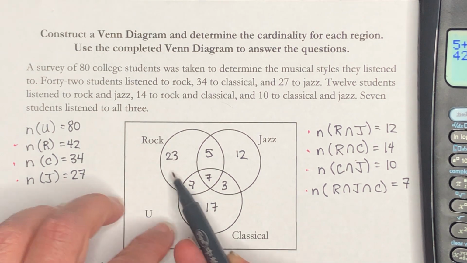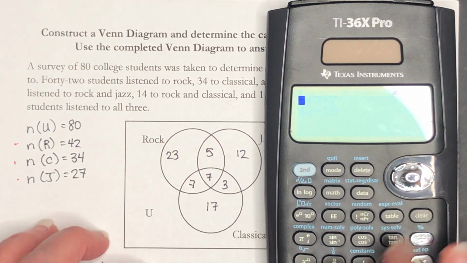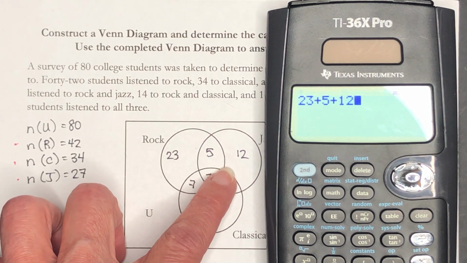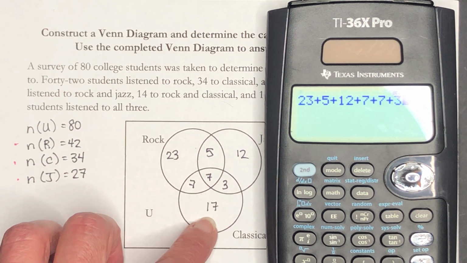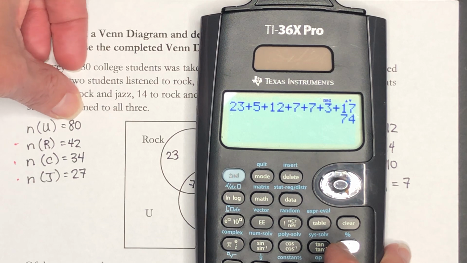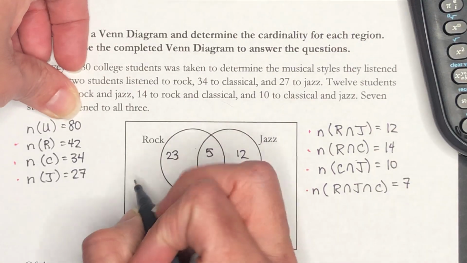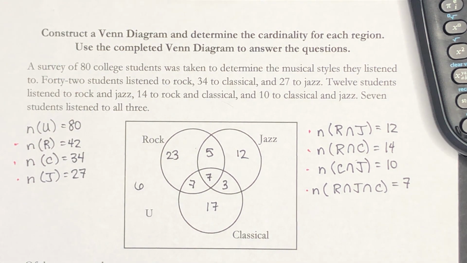So what I need to do is to figure out how many people fit inside one of these 3 circles. And that simply means adding up all the numbers I have here. So 23 plus 5 plus 12 plus 7 plus 7 plus 3 plus 17. So that's 74 people who have been taken care of. I'm supposed to have 80 total. So 80 minus 74 gives me 6. So that means there are 6 people out here who don't listen to any of the 3.